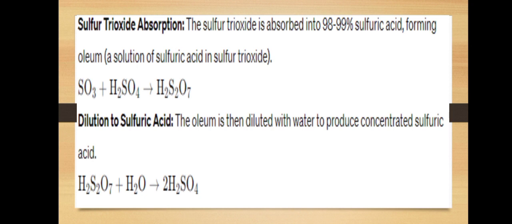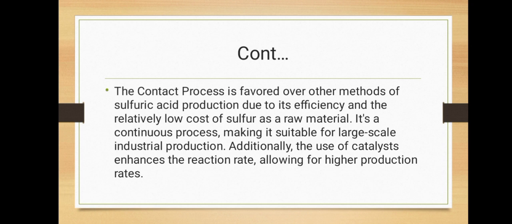The oleum is then diluted with water to produce concentrated sulfuric acid. H2S2O7 plus H2O gives 2H2SO4. The contact process is favored over other methods of sulfuric acid production due to its efficiency and the relatively low cost of sulfur as a raw material.